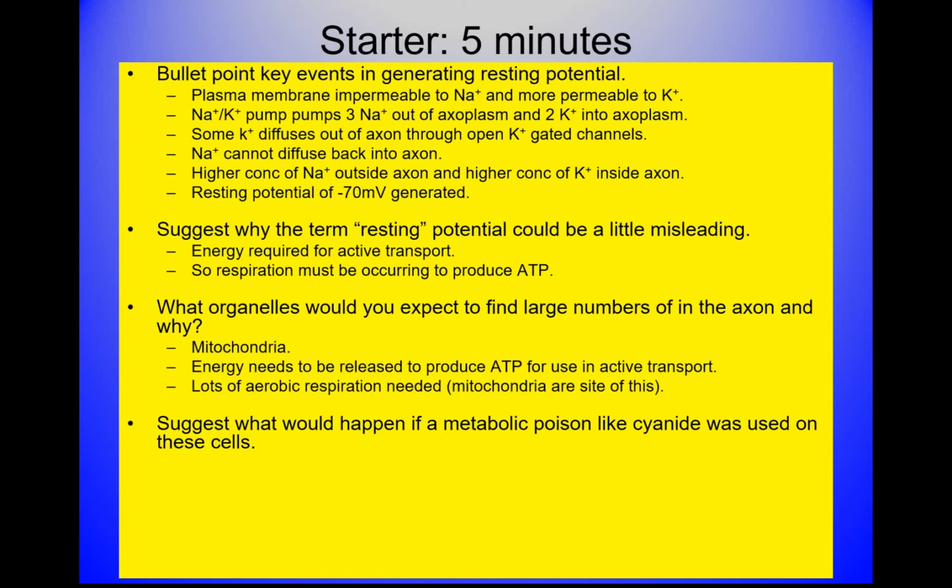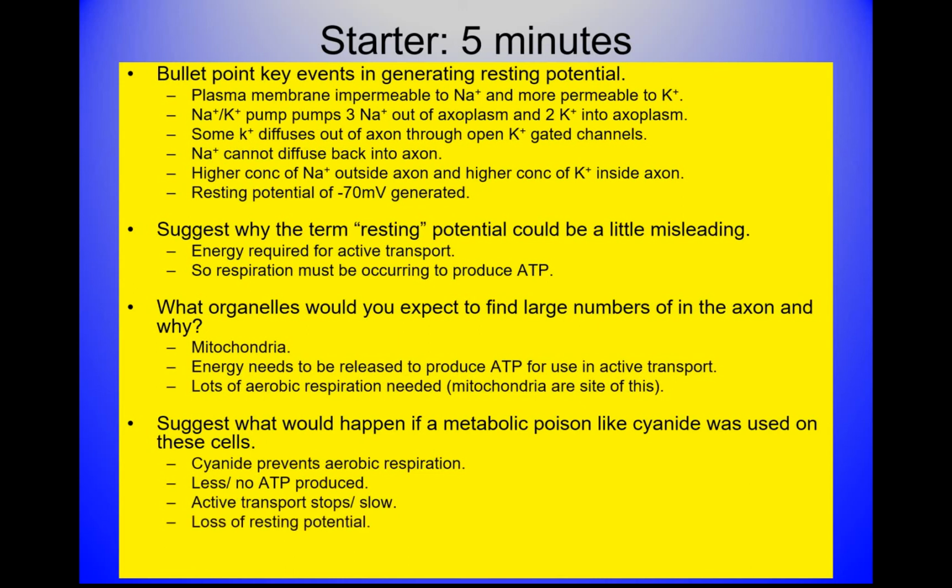So on a similar vein, what would happen if a metabolic poison like cyanide was used on the cells? So key thing, and we'll find this out when we do aerobic respiration in detail, is cyanide prevents aerobic respiration, which would mean less ATP or no ATP being produced, which would mean active transport would stop or slow, which would mean you would lose the resting potential. You wouldn't be able to maintain it using the active transport proteins. Okay, and therefore if you don't have resting potential you can't get an action potential, so you can't send nerve impulses, and effectively if you're a complex organism like a human you would die.